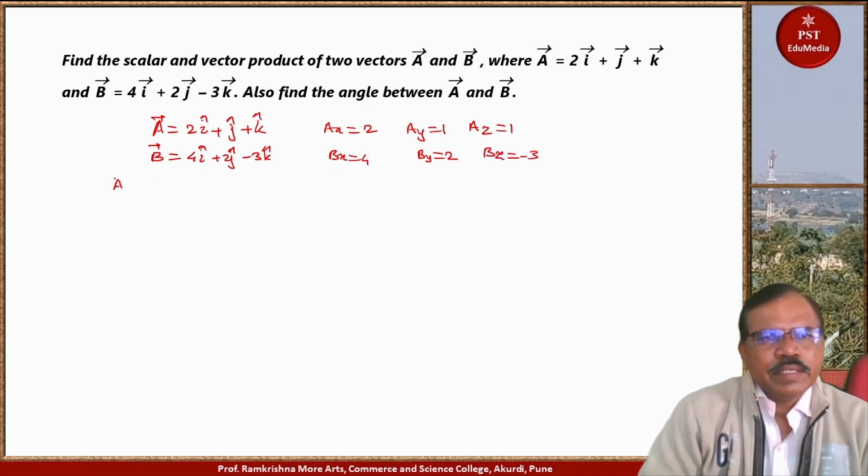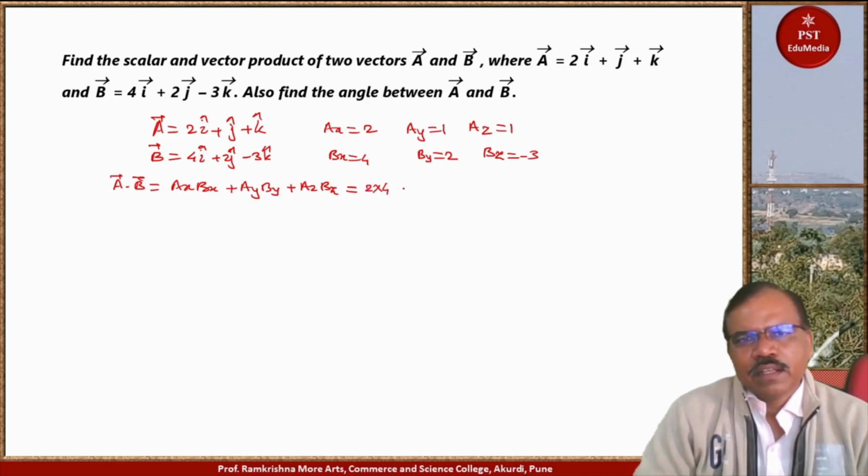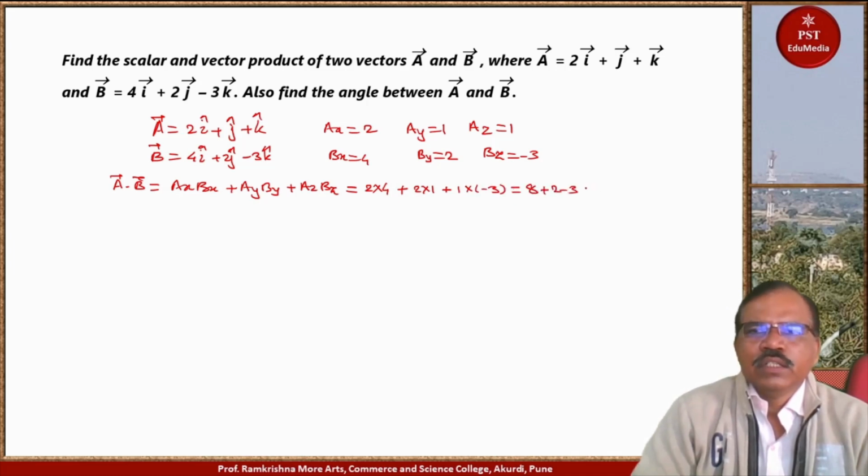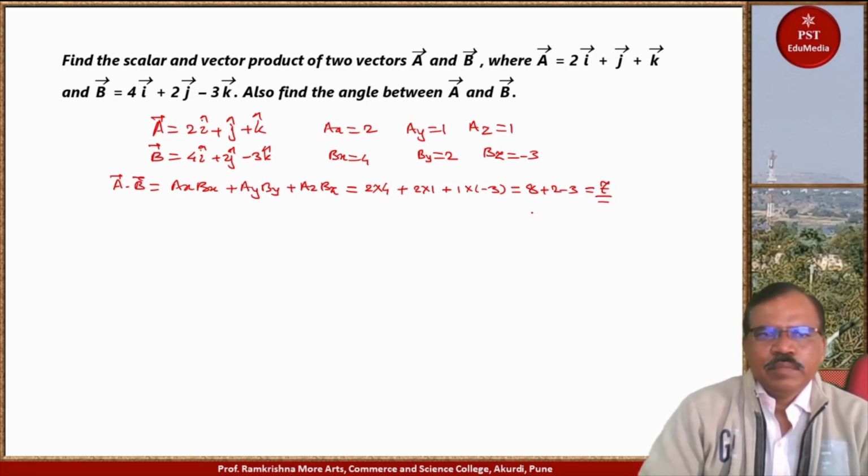Now A dot B is Ax Bx plus Ay By plus Az Bz. So this is equal to 2 into 4, that is 8, plus 2 into 1, plus 1 into minus 3. So we get 8 plus 2 minus 3. So we got 7. So A dot B is 7.